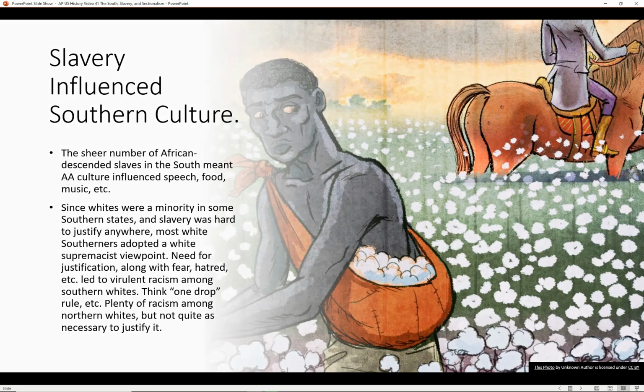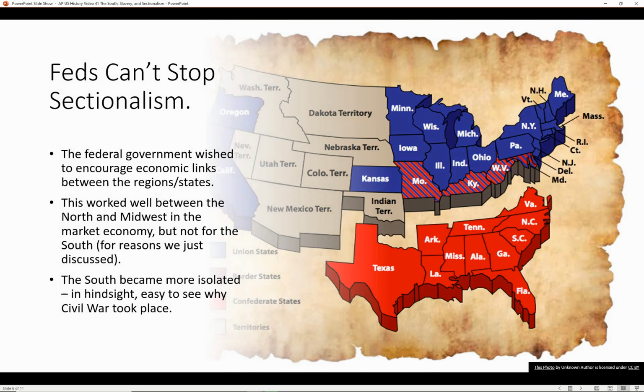All right. The feds can't stop sectionalism. The federal government wished to encourage economic links between the regions and states. So they weren't really in favor of sectionalism because they didn't want the country to fall apart. They wanted a stronger union because a stronger union means more need for a federal government. Makes sense, right? They want to increase their own power.